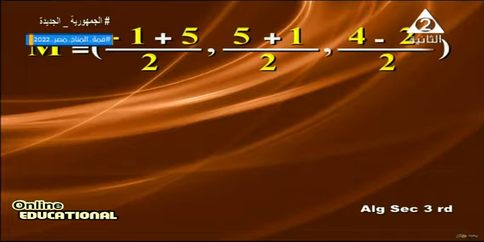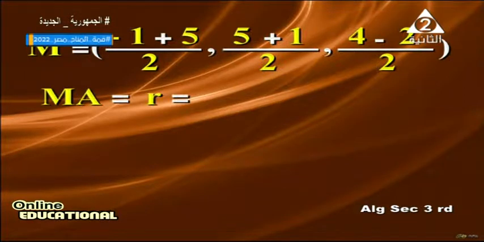To find the equation, at first, what is the center? It is the midpoint of AB. What is the rule of the midpoint? (x1 plus x2) over 2, (y1 plus y2) over 2, (z1 plus z2) over 2. This is the center of the sphere.